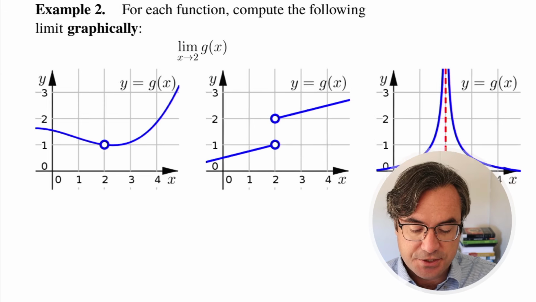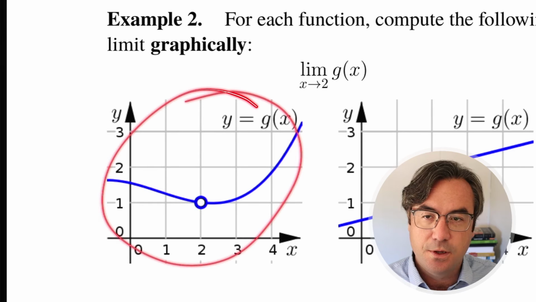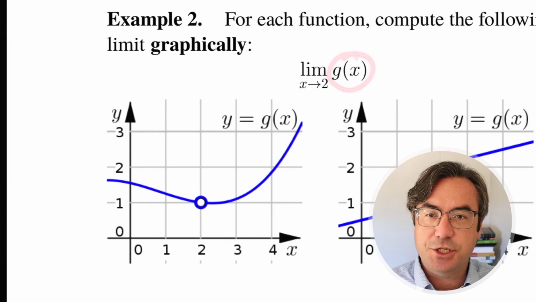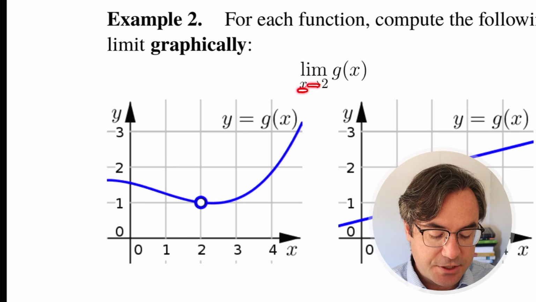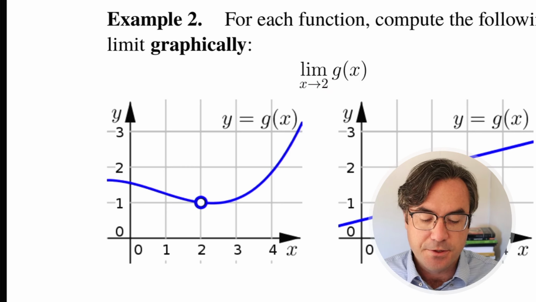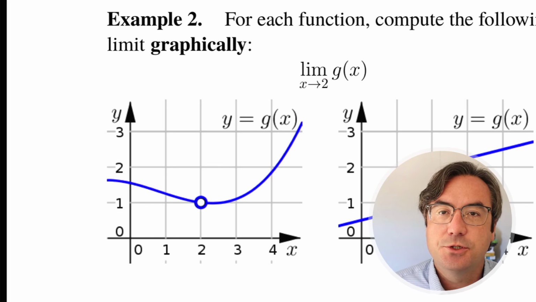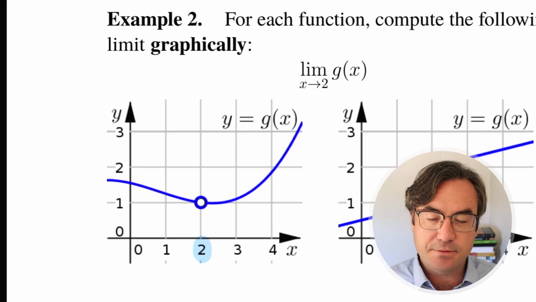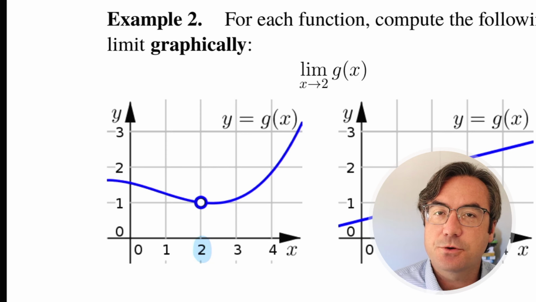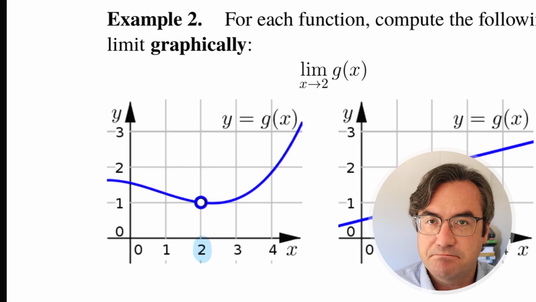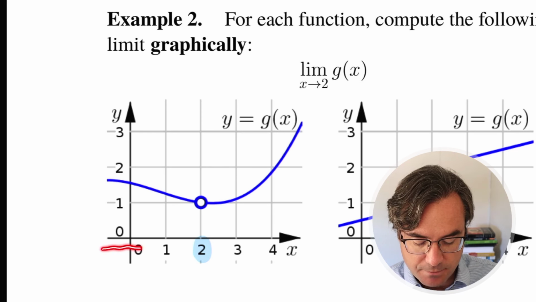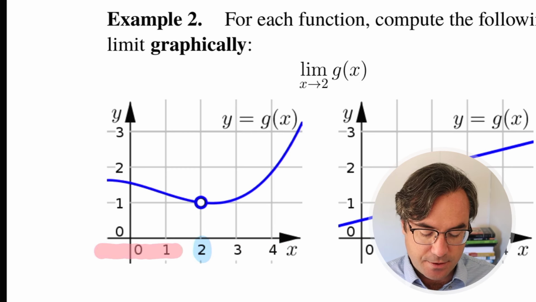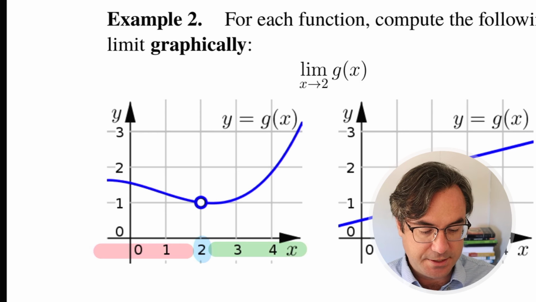All right, let's start with this one right here. We're interested in what's going on with our function as the input gets closer to the number 2. First, we want to find 2 along the x-axis. Here's 2 along the x-axis. There are 2 different directions that x can approach the number 2. We can come from the left side, or we can come from the right side. So we've got the left and the right.